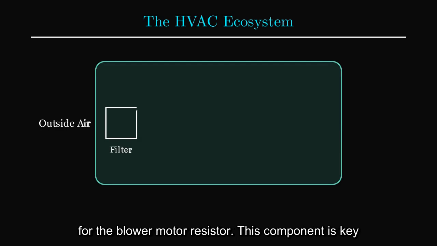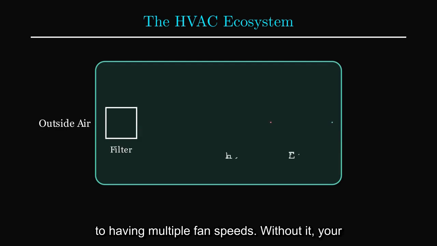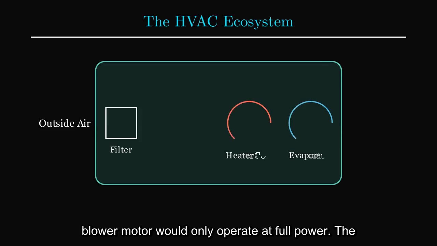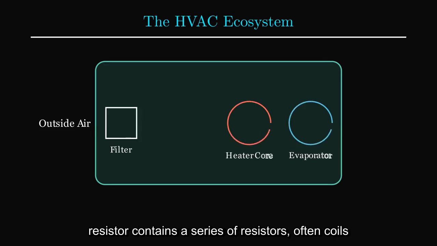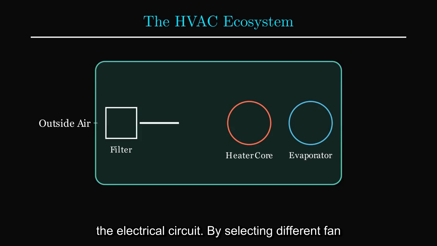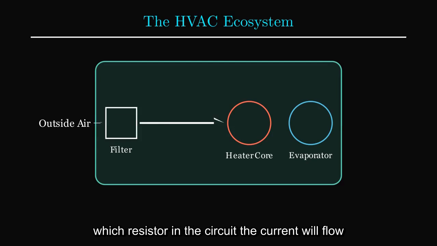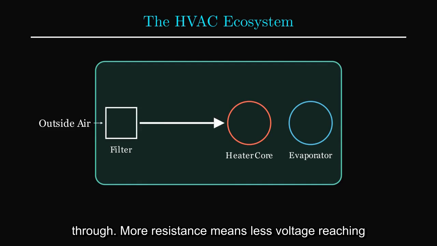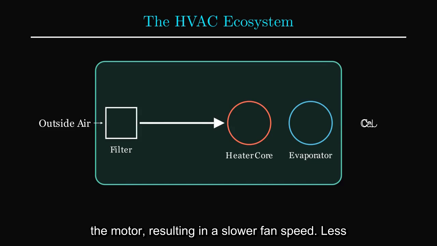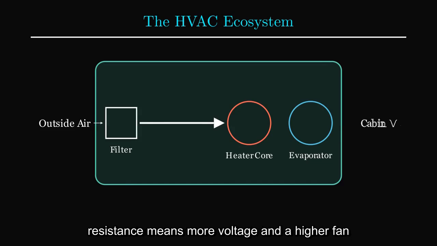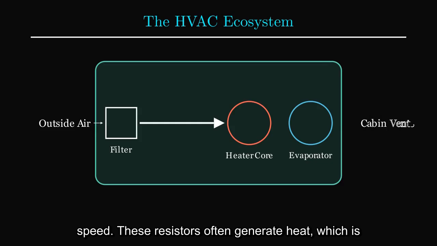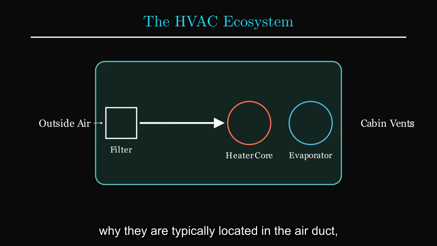Now, for the blower motor resistor. This component is key to having multiple fan speeds. Without it, your blower motor would only operate at full power. The resistor contains a series of resistors, often coils or a ceramic block, that introduce resistance into the electrical circuit. By selecting different fan speeds on your dash, you're essentially choosing which resistor in the circuit the current will flow through. More resistance means less voltage reaching the motor, resulting in a slower fan speed. Less resistance means more voltage and a higher fan speed. These resistors often generate heat, which is why they are typically located in the air duct, allowing airflow to cool them.